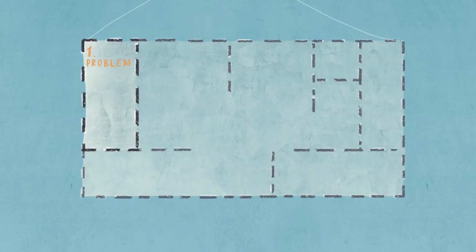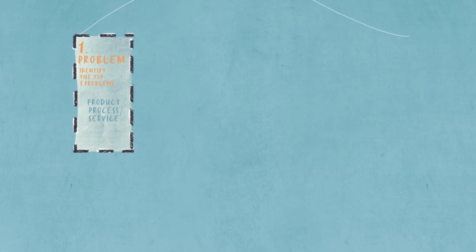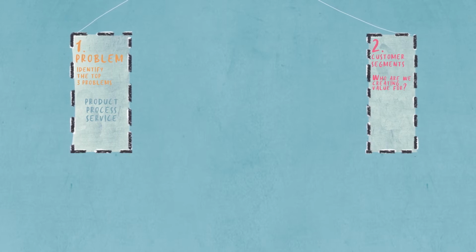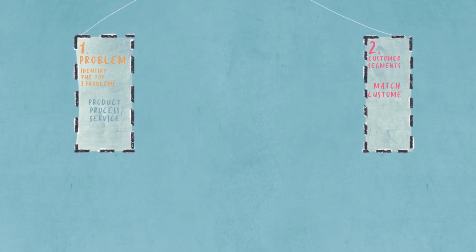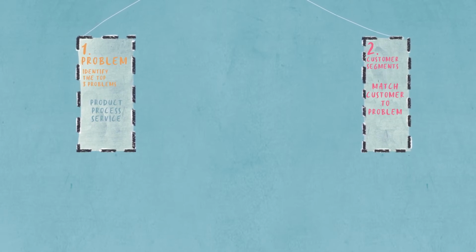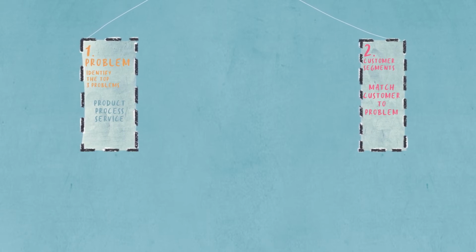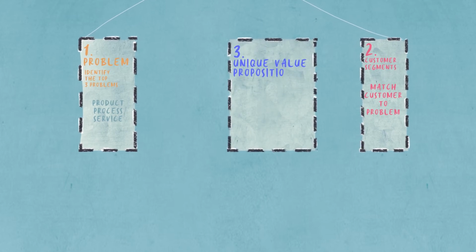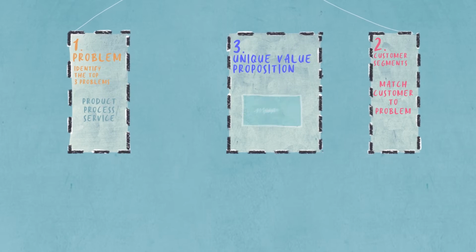In Box 1, identify the top 3 problems that your product, process or service will address. In Box 2, we're looking at the customer segments. Who are we creating value for? Whose problems are we solving? We need to match the customers to the problem. Sometimes it's appropriate to start with the customer first, especially when you're looking to move into a new market. Thirdly is your unique value proposition. We talked about this in the video on ideation.